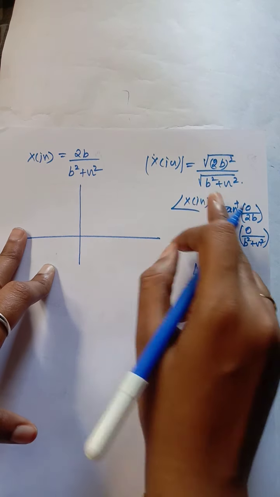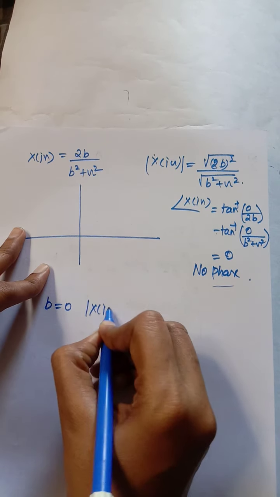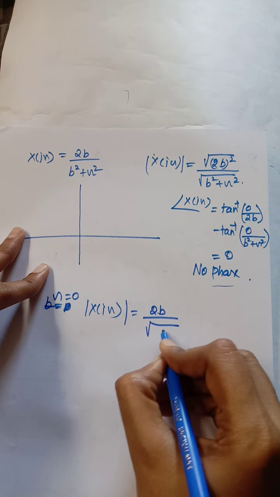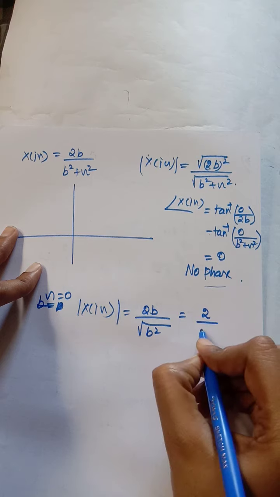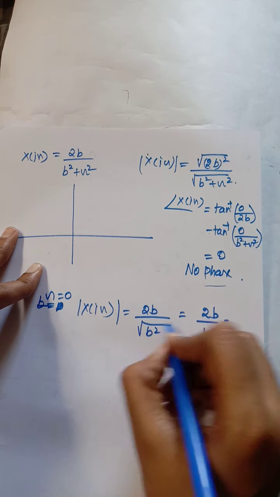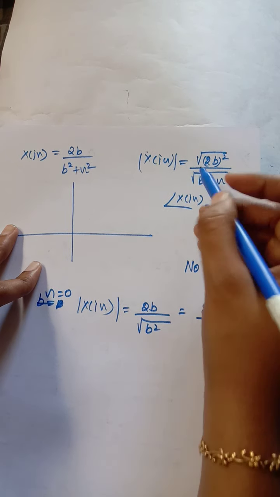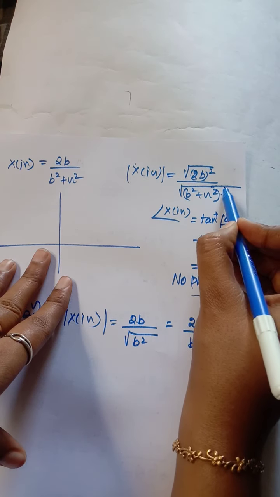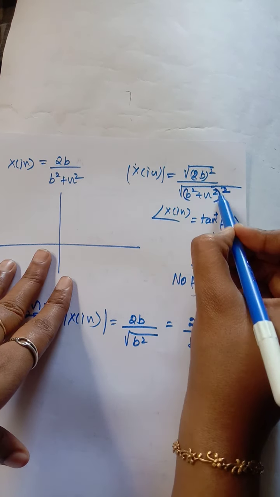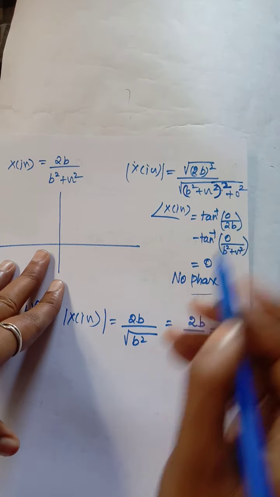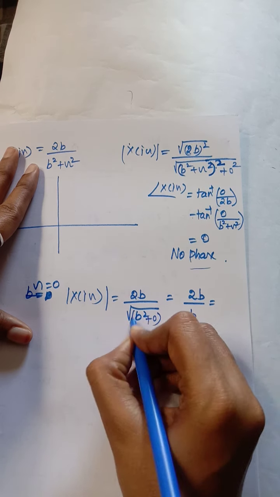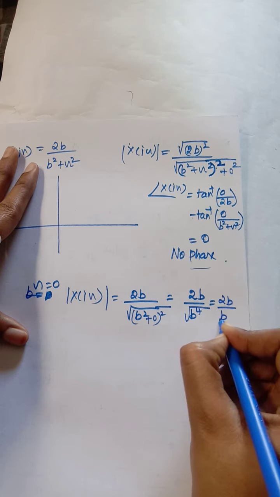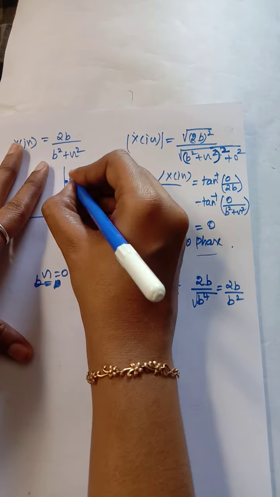So when you substitute omega equal to 0, I will get 2b divided by the square root of b square, which is 2b by b. The magnitude is the square root of the real part squared plus the imaginary part squared, so b square plus 0 the whole square, whole power by 2, that is b power 4 to the half, so you get b square, which gives 2 by b. So here it is 2 by b.